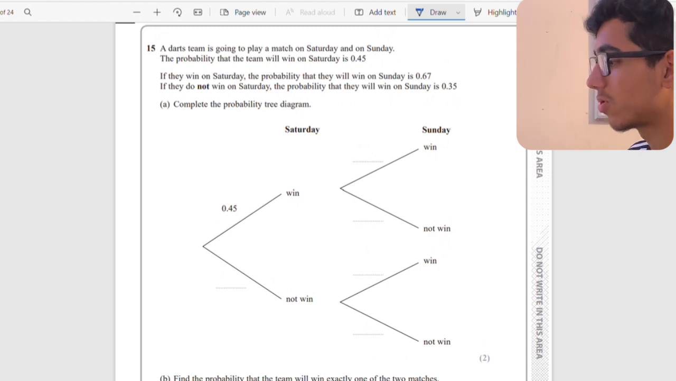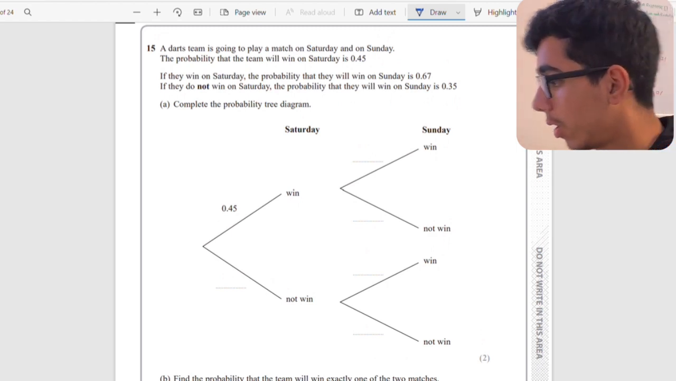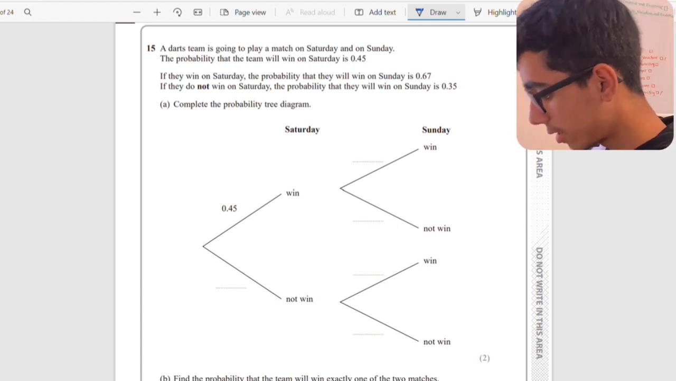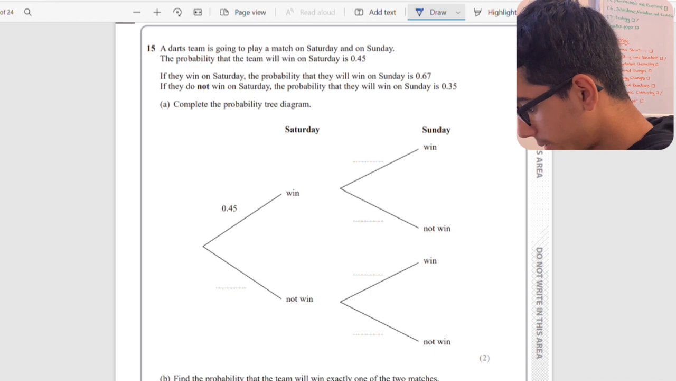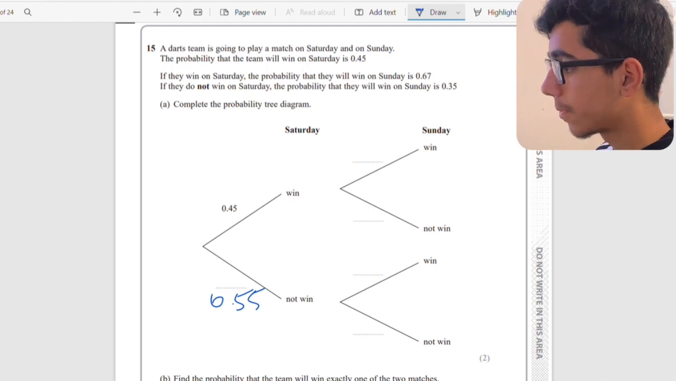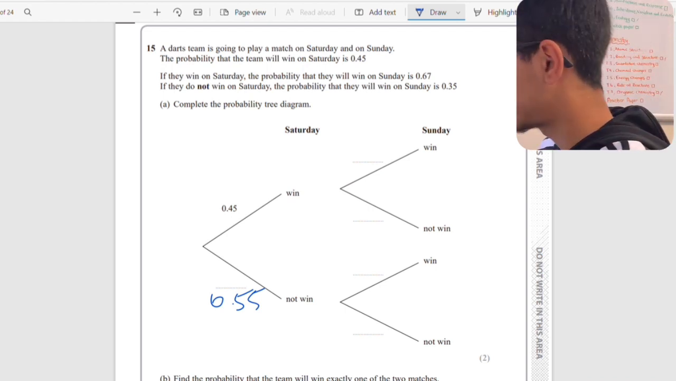Okay, so Dar's team is going to play a match on Saturday and Sunday. The probability that the team will win on Saturday is 0.45. So obviously that's going to be a simple one. 1 minus 0.45, that should be 0.55. So 0.55 for that. If they win on Saturday, the probability that they will win on Sunday is 0.67.